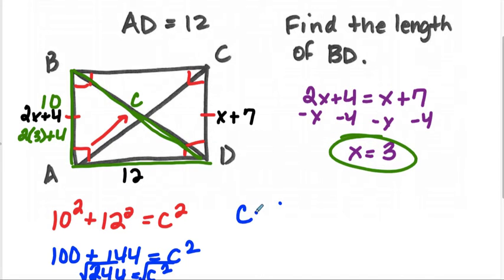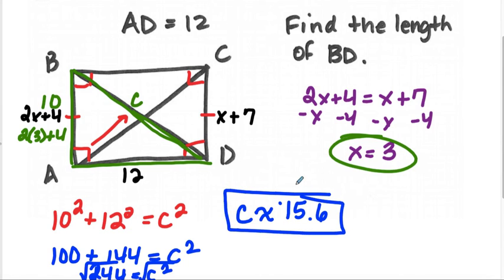And so c is going to be approximately, I'm going to grab my calculator and do the square root. So square root, hold on, let me turn it on. Square root of 244, and it's going to give me about 15.6. So c is approximately 15.6. So that means that BD is approximately 15.6.